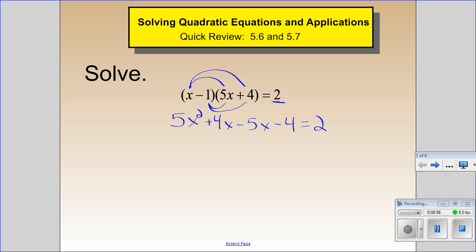Now I can combine my like terms, bringing my 2 over to the left side of the equal sign by subtracting 2. Now that my quadratic is set equal to 0, I can factor and solve by using the principle of zero product.